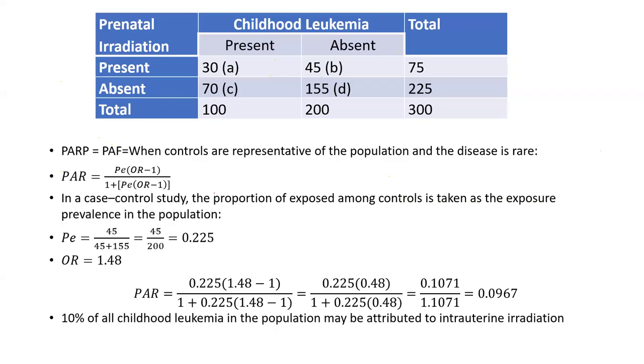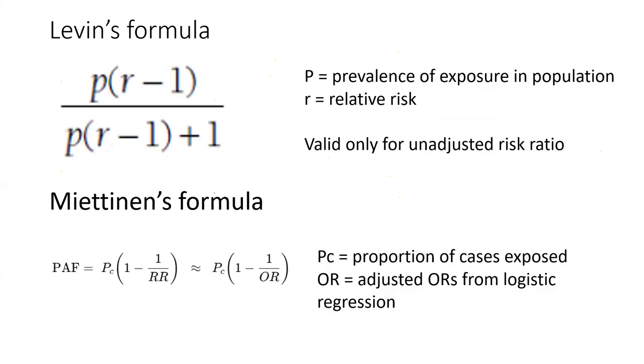Similarly, you can calculate the population attributable risk percentage using these formulae. So again, you are given a 2x2 table, but still you can calculate your population attributable risk percentage. I'm going to show you two formulae. Please remember these two formulae which you can use. The first one you can use in any kind of study where you know the prevalence of exposure in the population and the relative risk. That is known as Levin's formula. And the second formula, the Miettinen formula, is used for case control studies.